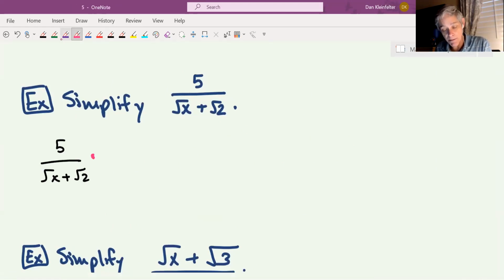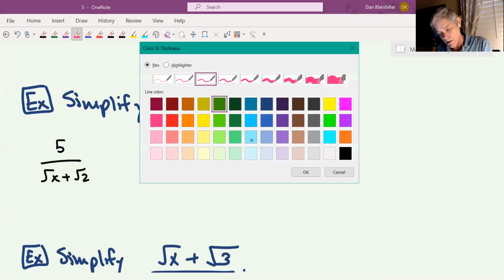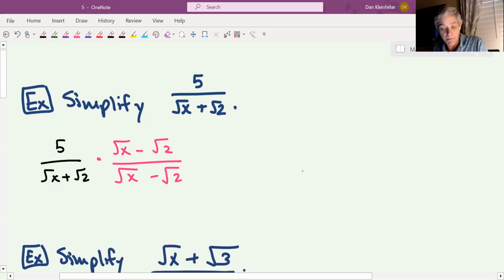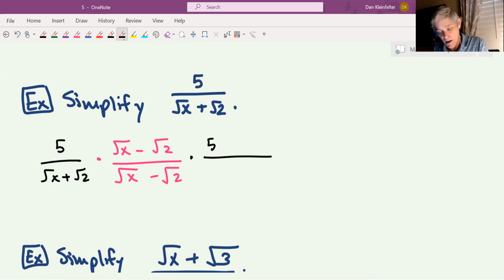We'll multiply by root x minus root 2. Root x minus root 2. All right, so then let's see what we get. So 5 root x minus 5 root 2. Then down below, root x times root x will give us x. And then again, the outers and inners will go away. We'll have minus 2 down below.